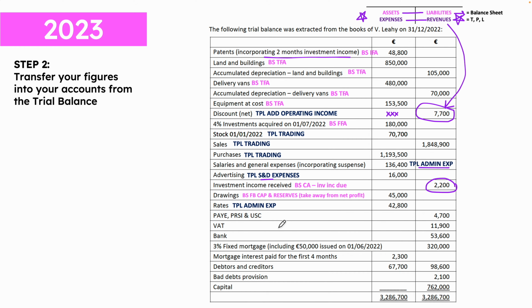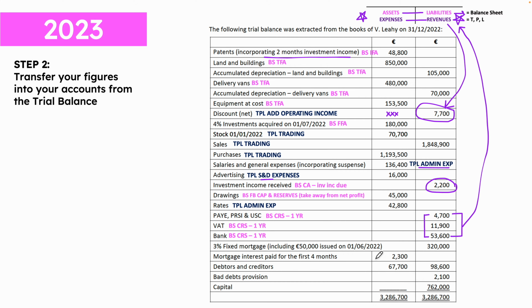PAYE, PRSI, USC, we are going to be putting that into creditors minus 1 year. The same with VAT and bank, because they are all on the credit side, so they're all liabilities. And VAT, PAYE and bank, they only ever go in the balance sheet anyway. Okay, so they're all creditors minus 1 year for all three of them.